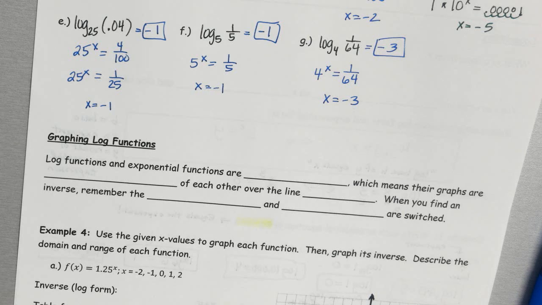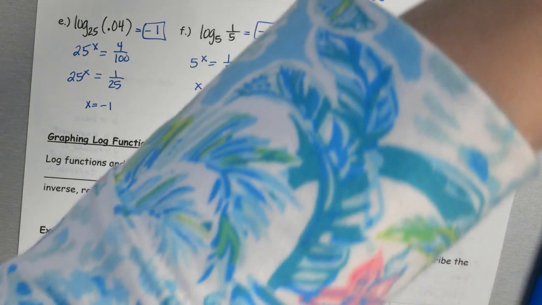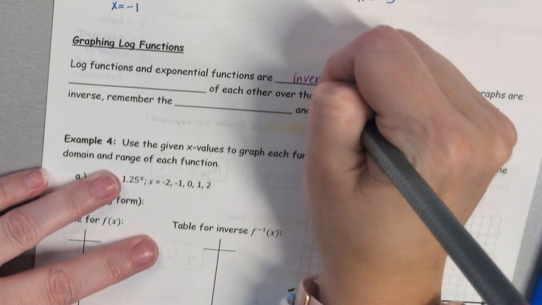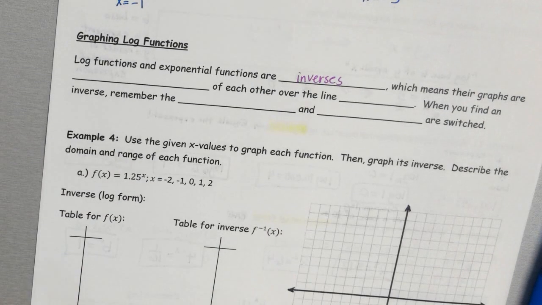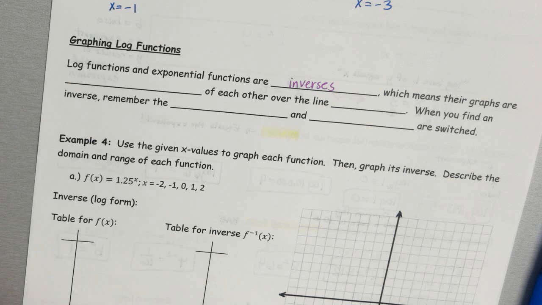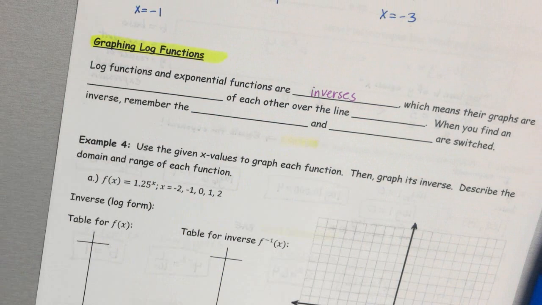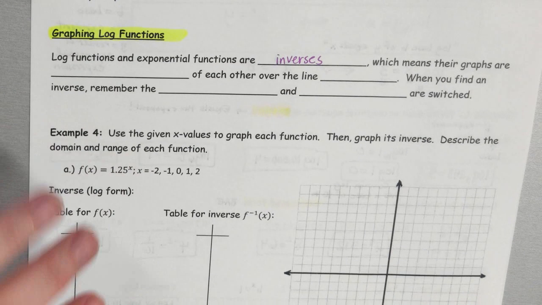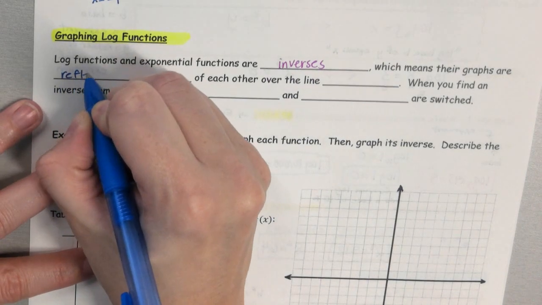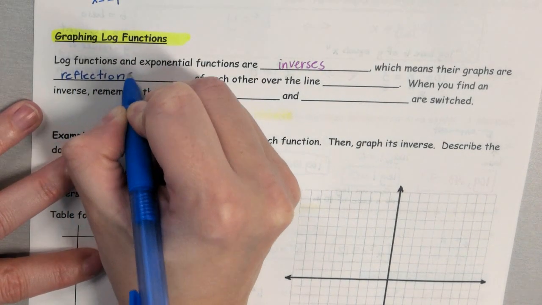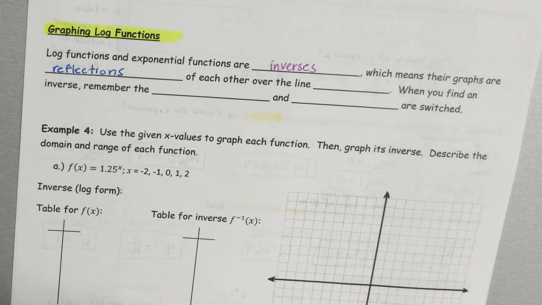Are graphing log functions, what we are going to keep in mind is that the log functions and exponential functions are inverses. So think about everything that we've been doing with inverses lately, right? That means that their graphs are going to be reflections over what line? Yeah, y equals x, good. So they're going to be reflections of each other over the line y equals x.